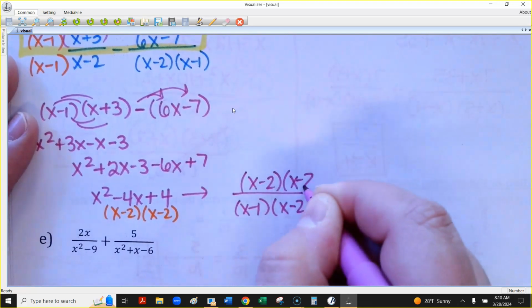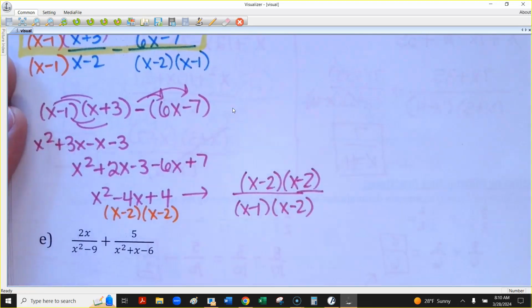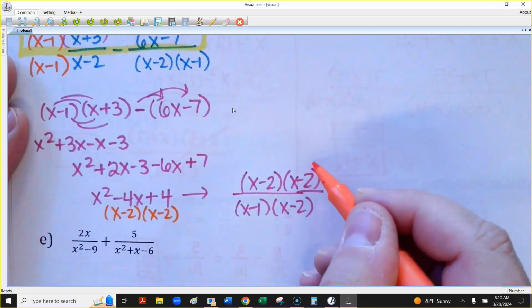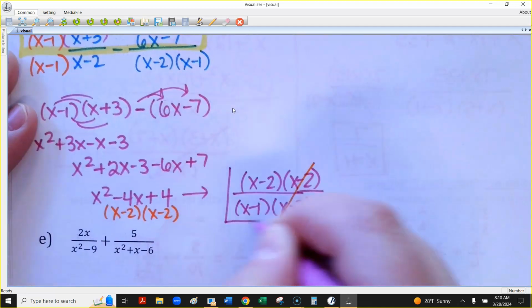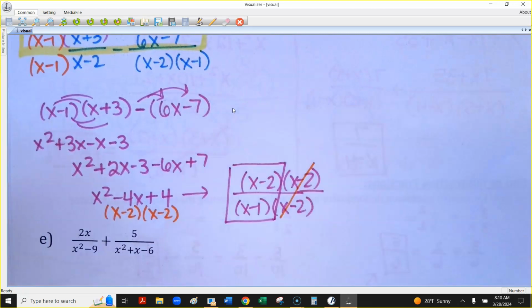And because that factors, actually, when I do that subtraction, one of those sets of factors cancel. So you have an x minus 2 on the top and bottom. So what's left over would be your answer. So just x minus 2 on the top, x minus 1 on the bottom. You could drop the parentheses if you want. I'm just not writing it again. Anybody have a question?